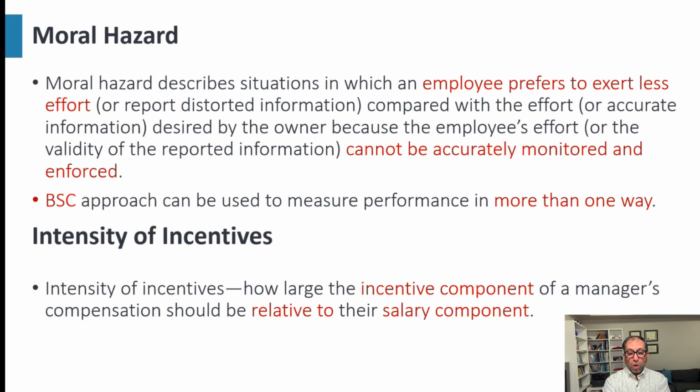Moral hazard is always there, because the manager and the corporation have a relationship like a principal and agent relationship. If the principal and agent relationship exists, moral hazard is one of the problems that we can face in the principal-agent problem. So moral hazard describes a situation in which an employee prefers to exert less effort or report distorted information compared with the effort or accurate information desired by the owner, because the employee's effort or the validity of the reported information cannot be accurately monitored and enforced. So that's a moral hazard we always see.